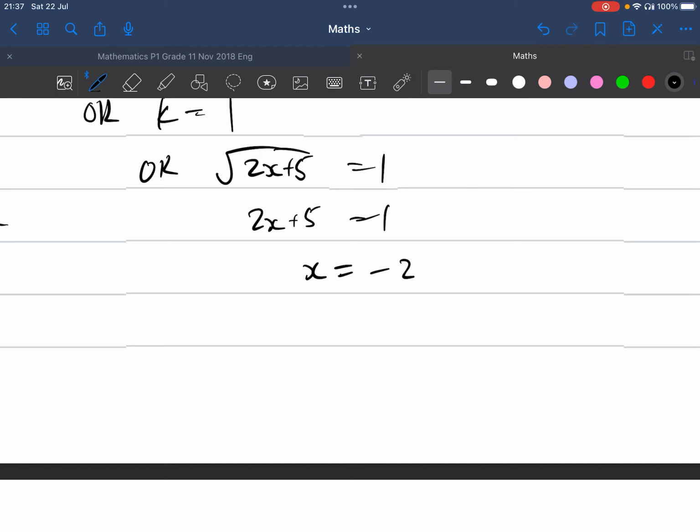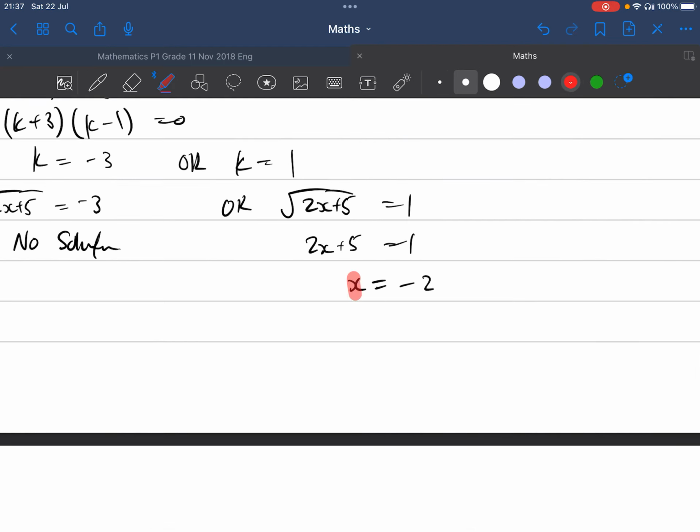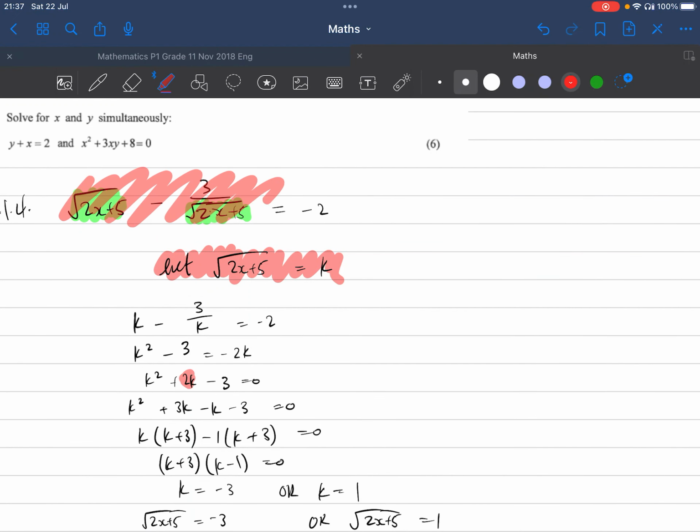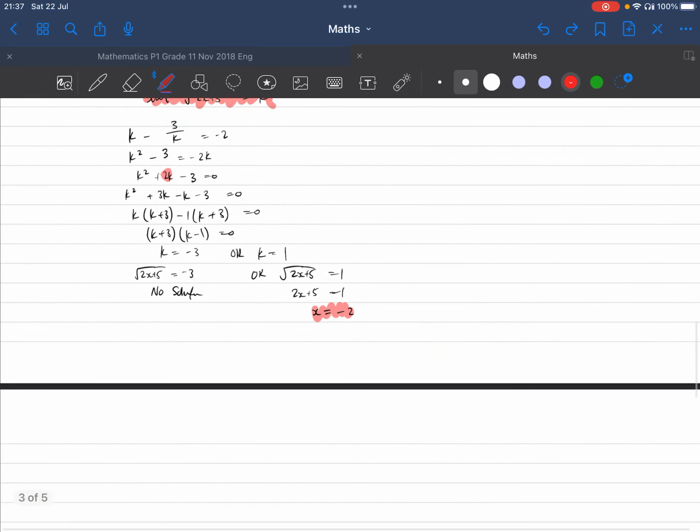minus 2. Okay, now you can take this answer of x equals minus 2 and you can test it in this original equation up here, and if you substitute in x and you get minus 2 at the end, that means that your answer is correct. Okay, let's look at the next one.